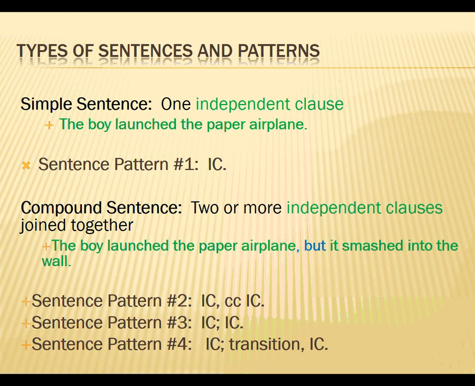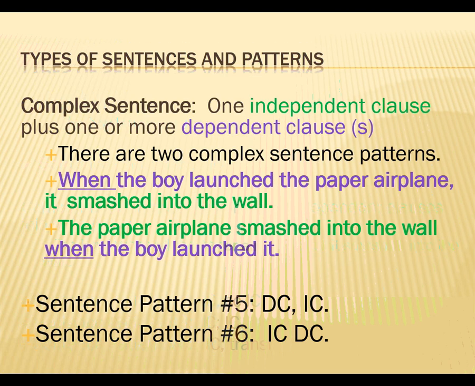There are three basic patterns for compound sentences. Compound sentences can be joined with a coordinating conjunction, like for, and, nor, but, or, yet, so. Compound sentences can be joined with a semicolon. Finally, compound sentences can be joined by a transition. All compound sentences must be properly punctuated. This video will focus on complex sentences. Complex sentences contain one independent clause plus one or more dependent clauses, and there are two complex sentence patterns.